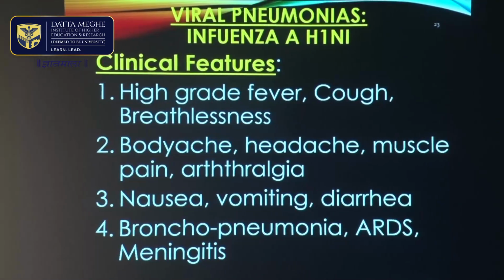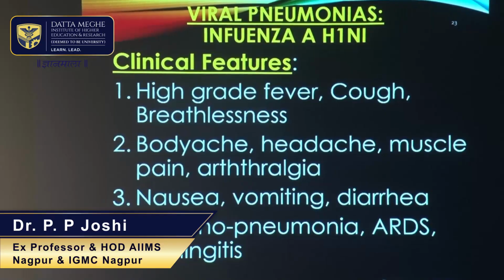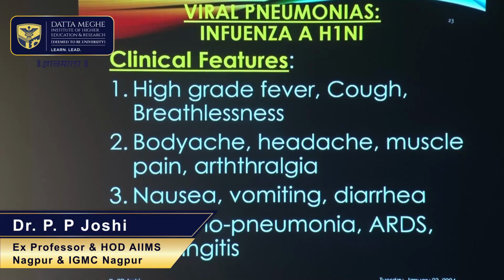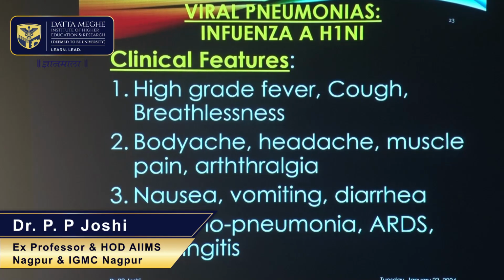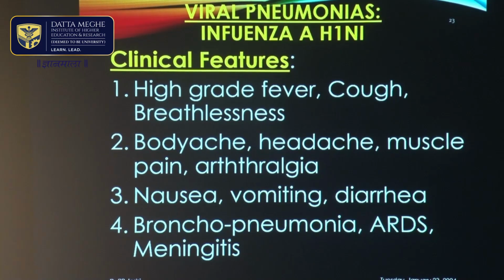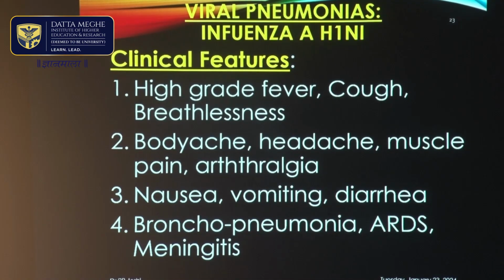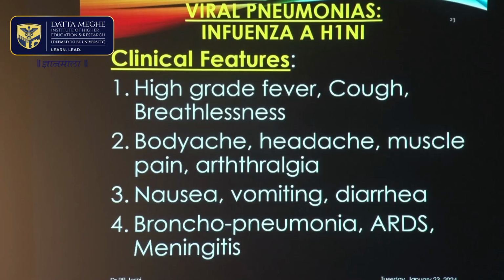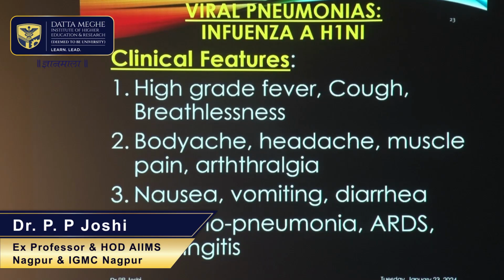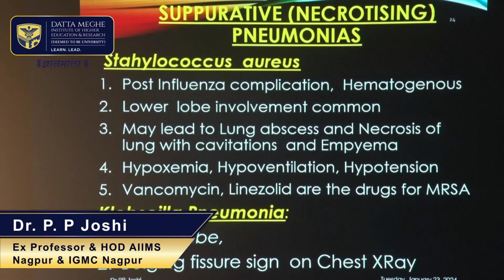In the lungs, they can cause bronchopneumonia, where there are patchy infiltrations on the chest X-ray. This may sometimes progress to a more serious condition called acute respiratory distress syndrome, where patients need to be put on a ventilator. They may have some extrapulmonary manifestations like meningitis. Many of them can develop myocarditis, and that may sometimes cause death as well.